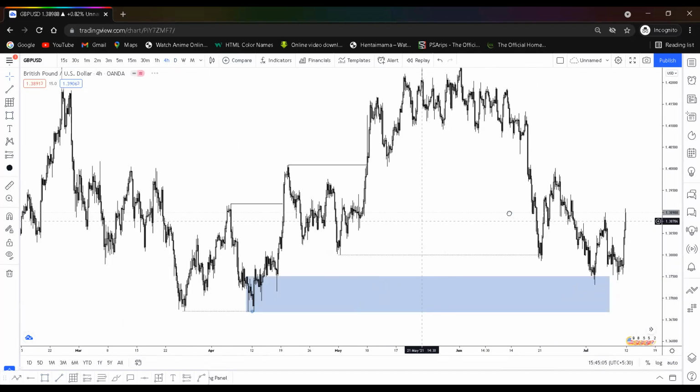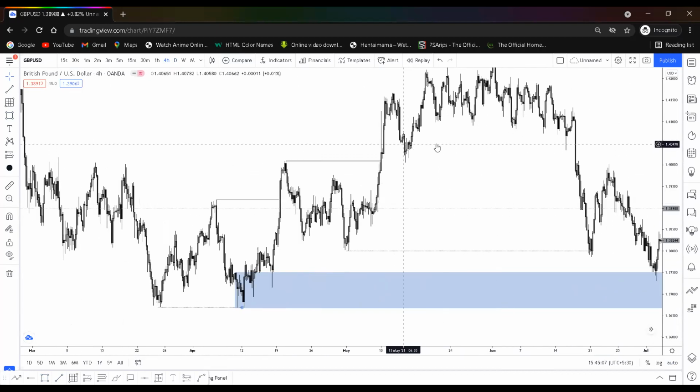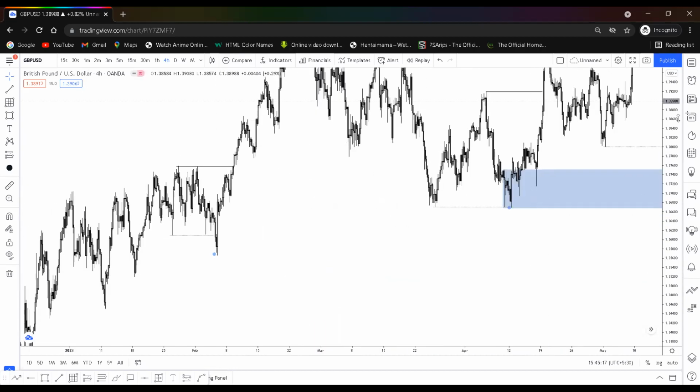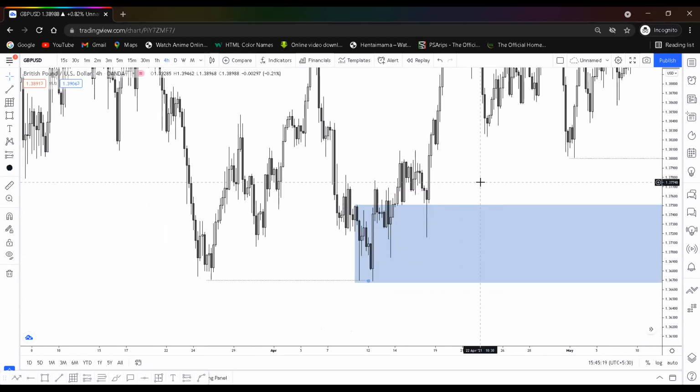Now you see how we avoided all of the other POIs, like we avoided this, we avoided this, we avoided this, we avoided this. And now we have only one to choose. That's this, that's the daily order block. And then now we're going to refine it to where the imbalance is.